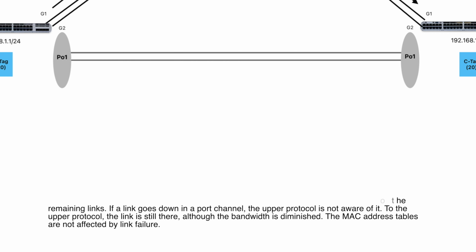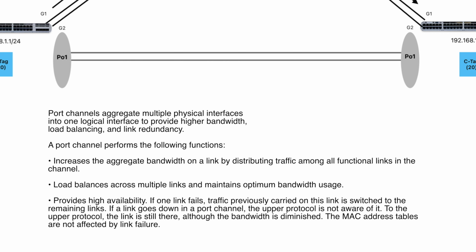Let's get into the details on port channel. Port channels aggregate multiple physical interfaces into one logical interface to provide higher bandwidth, load balancing, and link redundancy. A port channel performs the following functions: increases the aggregate bandwidth on a link by distributing traffic among all functional links in the channel, load balances across multiple links and maintains optimum bandwidth usage, and provides high availability.